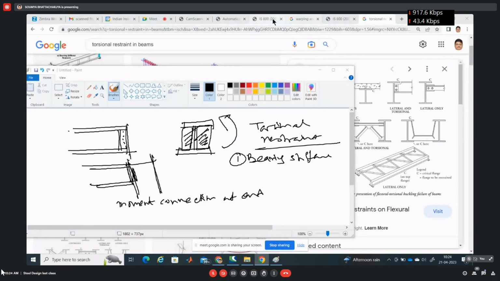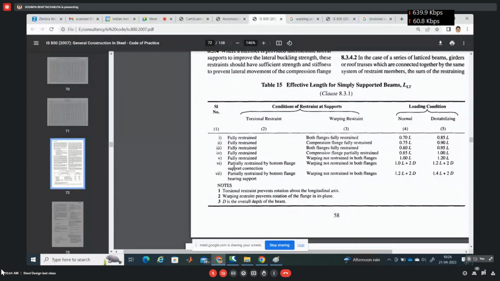In this case, for torsional restraint, we assume that it is fully restrained. Generally we provide bearing stiffener to fully restrain the torsion, the twisting, at the end. Now next is the warping. In our case, warping is not restrained in both flanges. Now I have to know what is warping. Warping restraint prevents rotation of the flange in its plane. So what is warping?